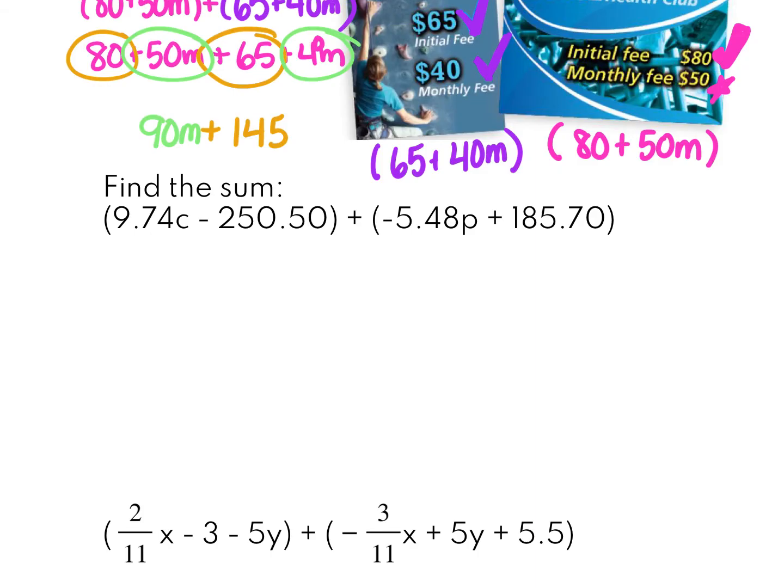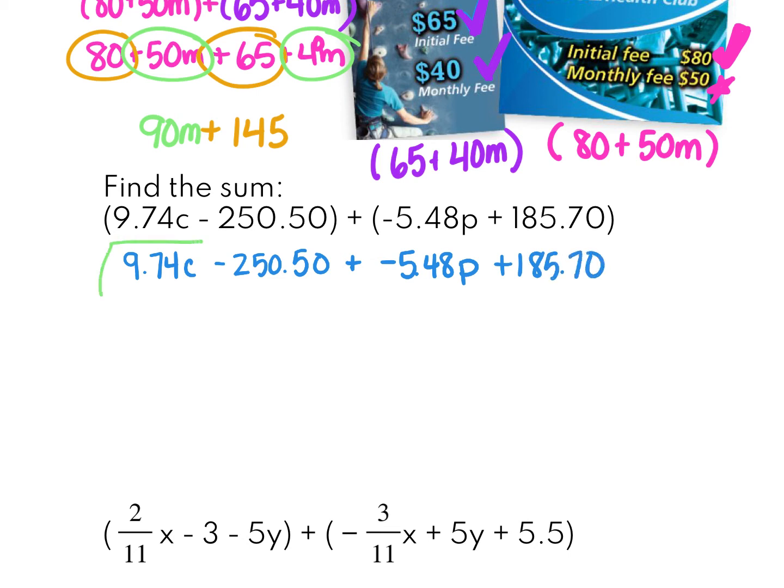Okay, that was words, but we can do this with decimals too. Here we go. I'm going to rewrite this: 9.74C minus 250.50. I can do plus negative 0.548P plus 185.70. Combine our like terms. I have a positive 9.74C. I have no other C's, so that guy just comes down.